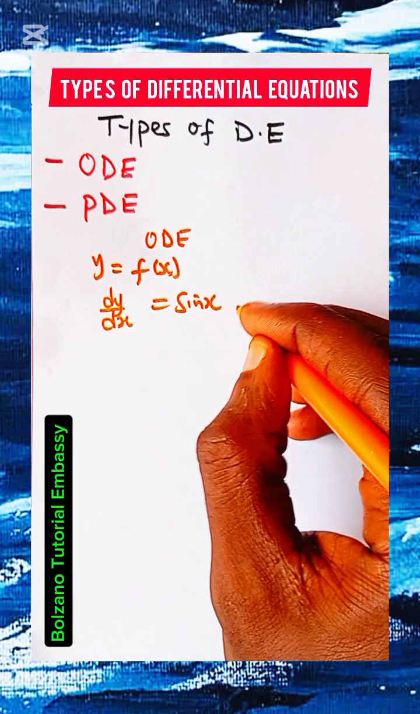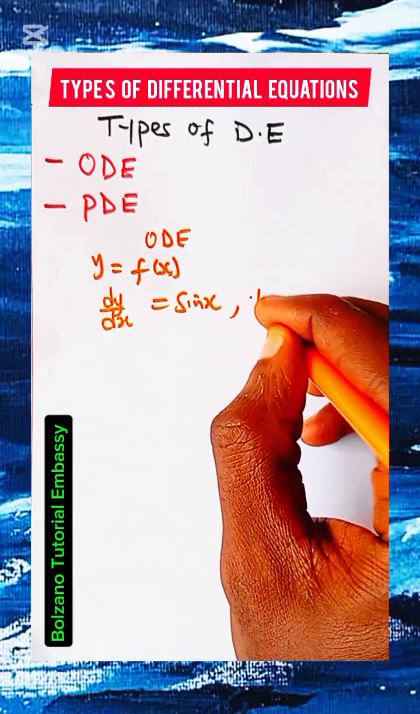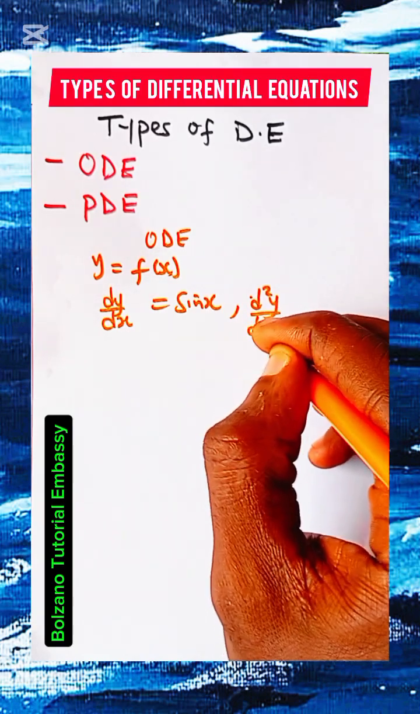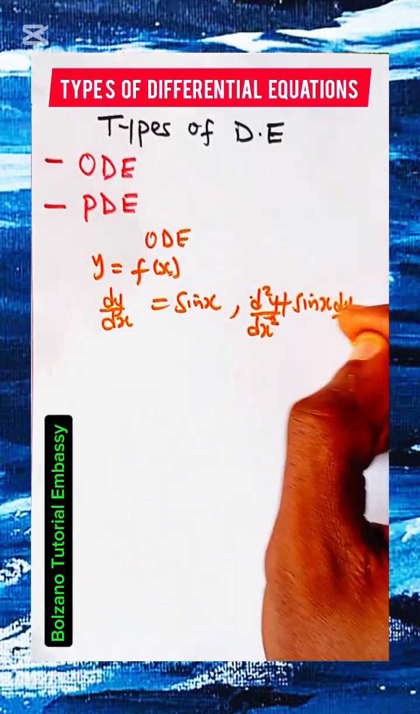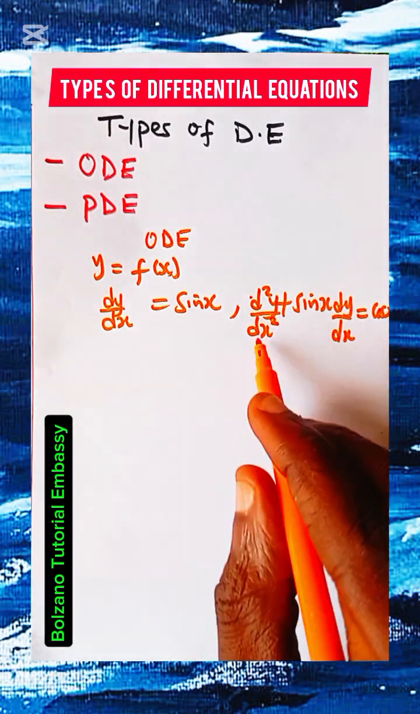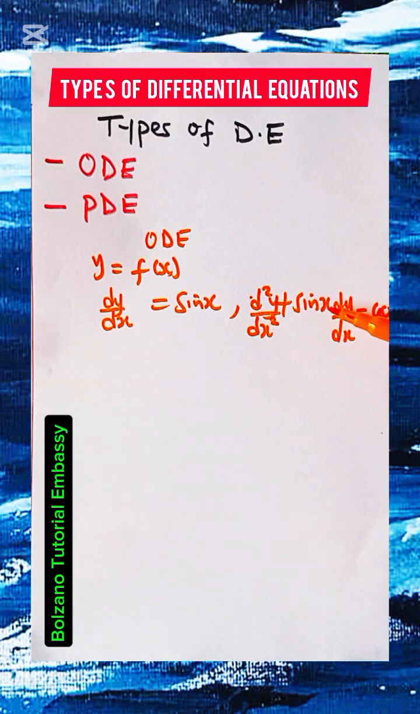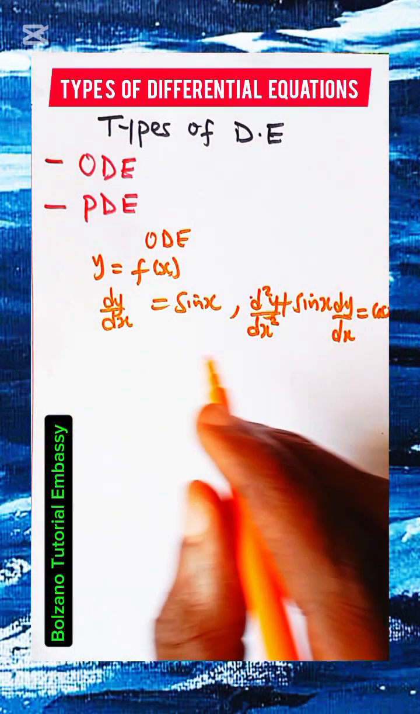We also have another one: if we have x times the second derivative of y with respect to x, plus sine x dy/dx equal to cos x. This is still an ordinary differential equation because the independent variable is just x alone. All right, we have more examples of this.